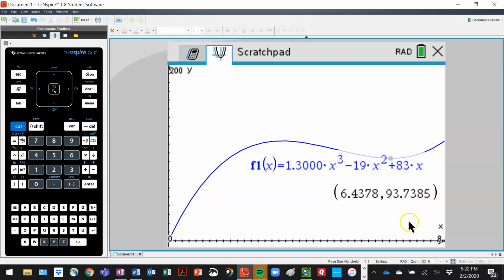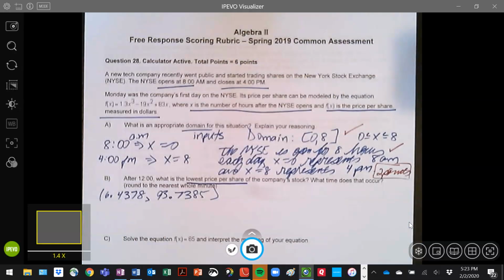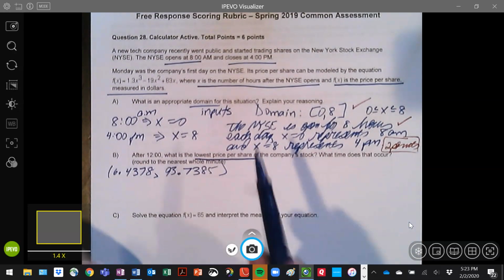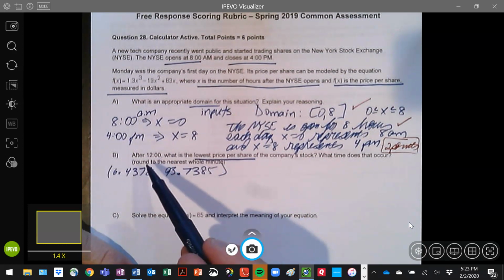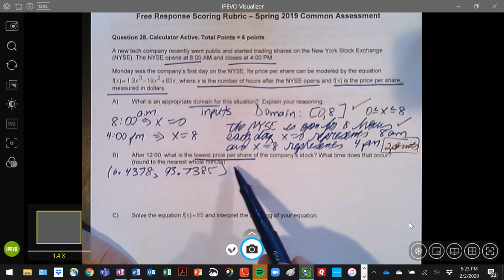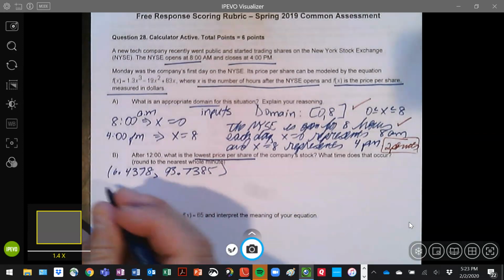I'm going to write those down on my paper. 6.4378, comma, 93.7385. Okay, let's go back to my notes. So that's the minimum, but let's make sure that we answer the question.